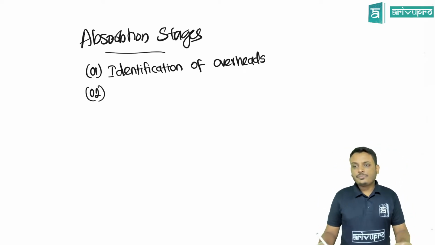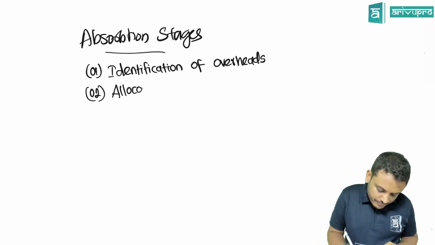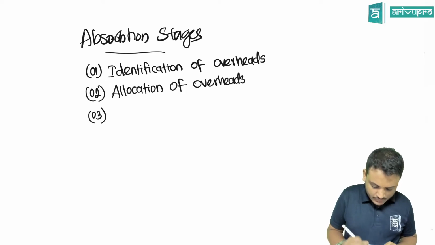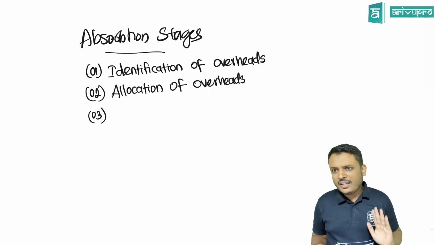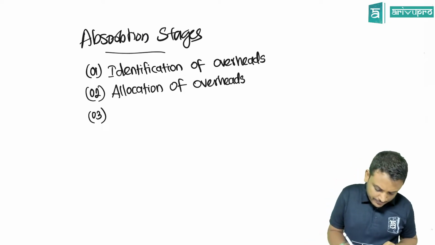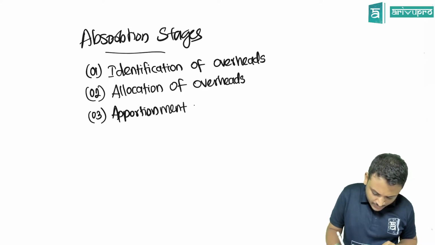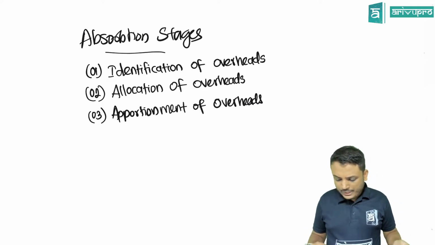Number two, allocation of overheads. Don't ask what is allocation, I'll tell you later. We're going to discuss these steps in detail. Number three, apportionment of overheads.